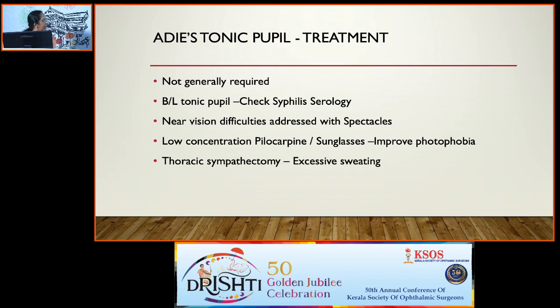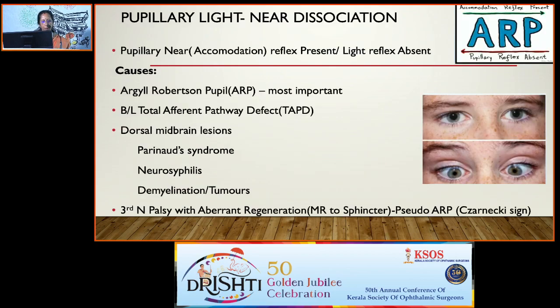When you have a bilateral tonic pupil, always check syphilis serology. Near vision difficulties can be addressed with the use of spectacles and low-dose pilocarpine, or sunglasses to improve the photophobia. For excessive sweating, thoracic sympathectomy can also be done.